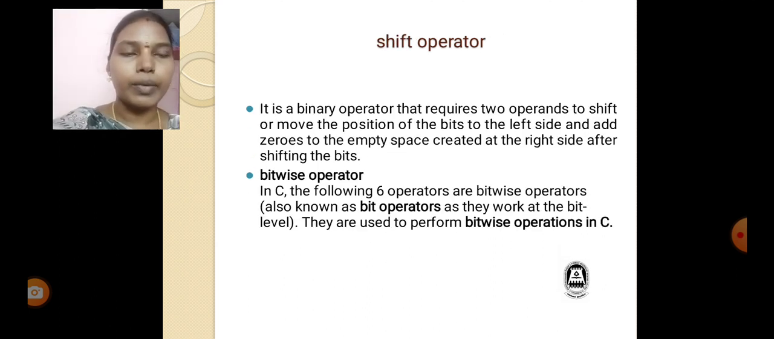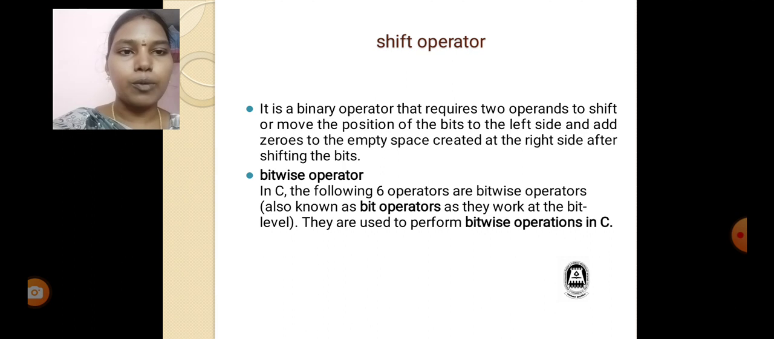Next one, shift operator. The shift operator is a binary operator that requires two operands to shift or move the position of the bits to the left side and add zeros to the empty space created at the right side after shifting the bits. So it is a binary operator, which means zeros and ones. It is used to shift the position of the bit. If there is an empty space, it adds zeros while shifting the bits.